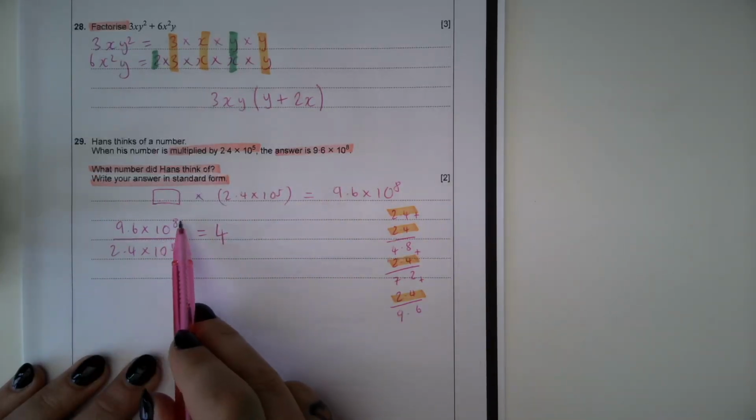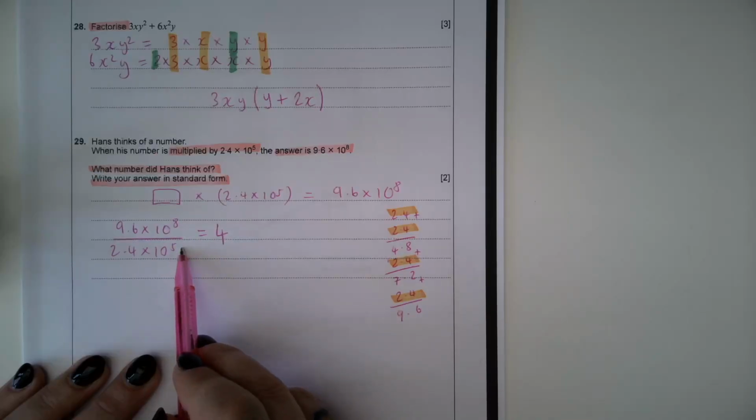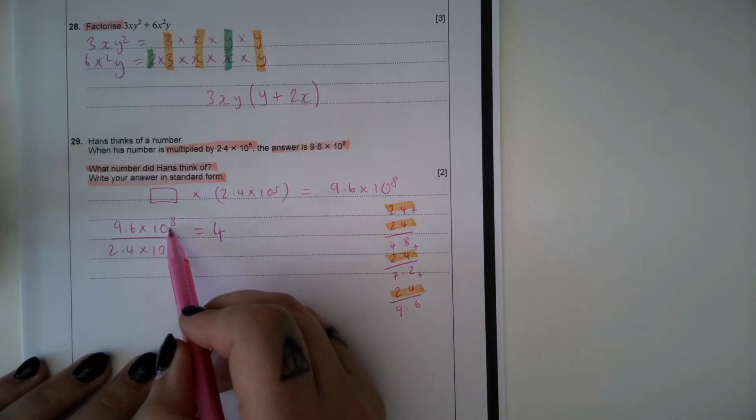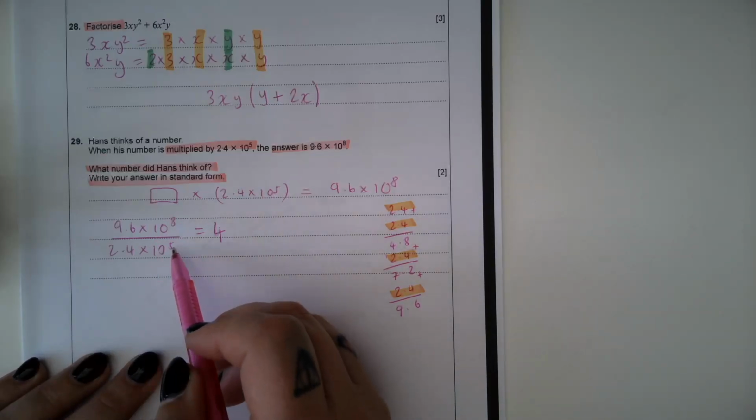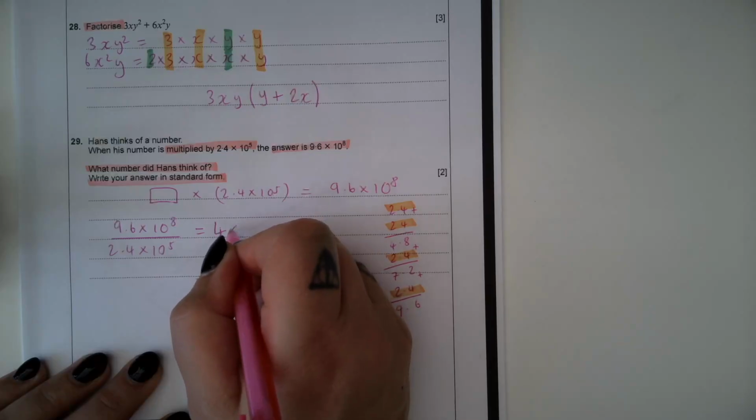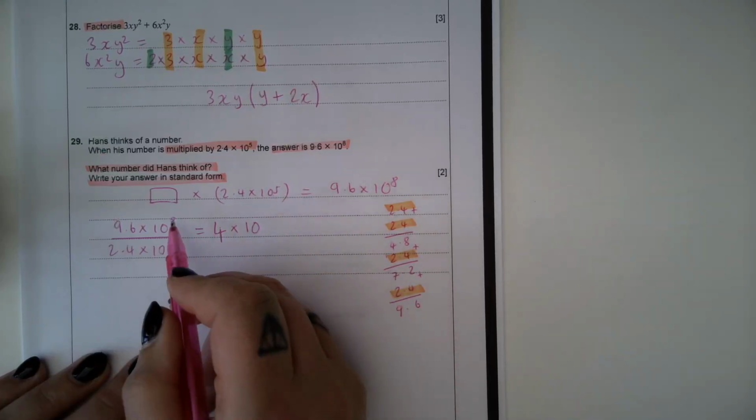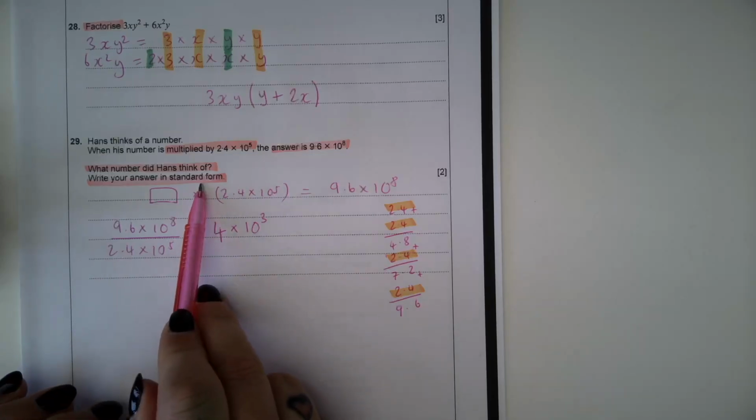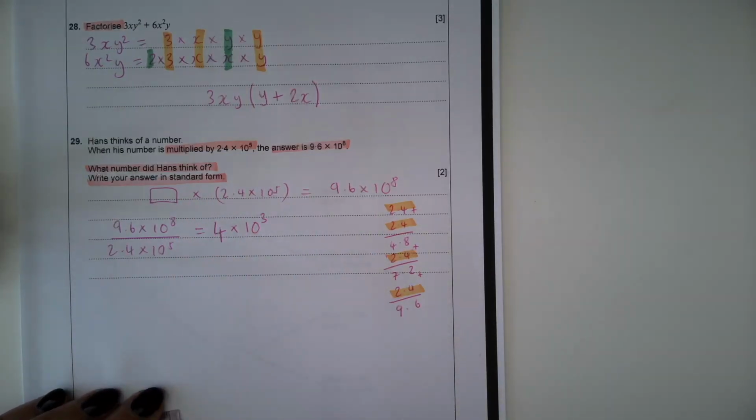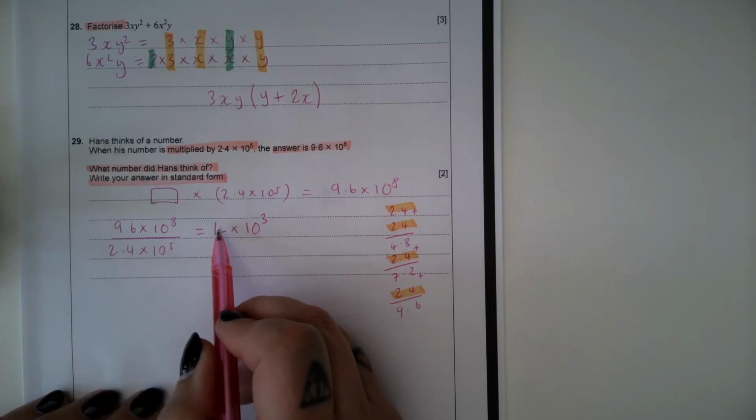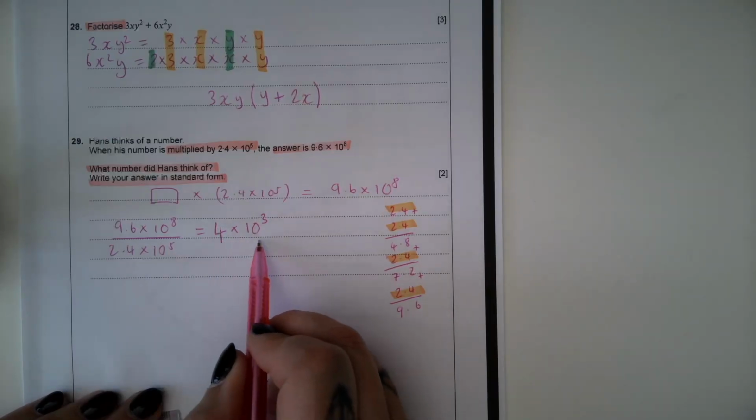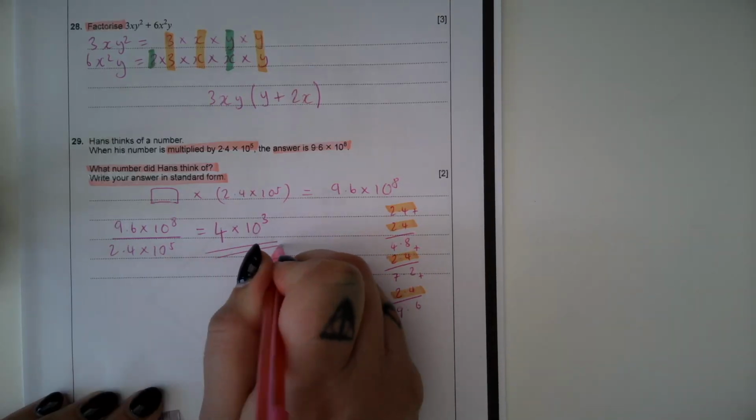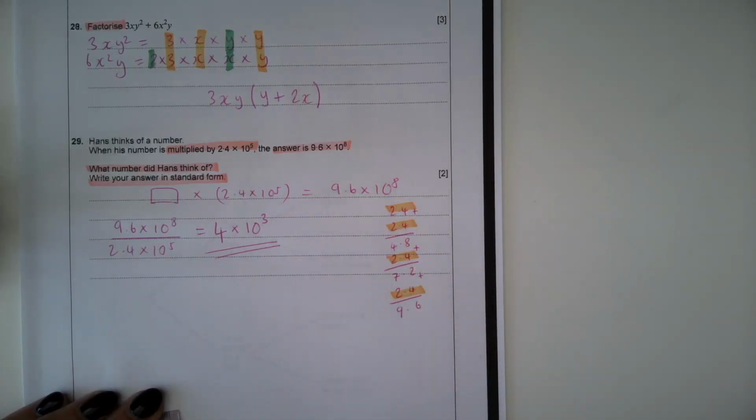Now we've got 10 to the power of 8 divided by 10 to the power of 5. The law of division for indices tells us if we have the same base and we're dividing, we can subtract the powers. So that's going to be times 10 to the power of 8 subtract 5, which is 3. It wants our answer in standard form, so we need to check. For an answer to be in standard form, this first number needs to be between 1 and 10 and then multiplied by 10 to a power. 4 is between 1 and 10, so we can leave that as our final answer.